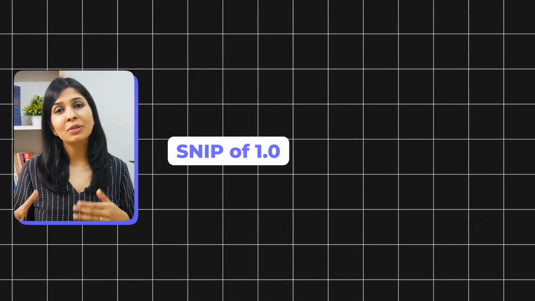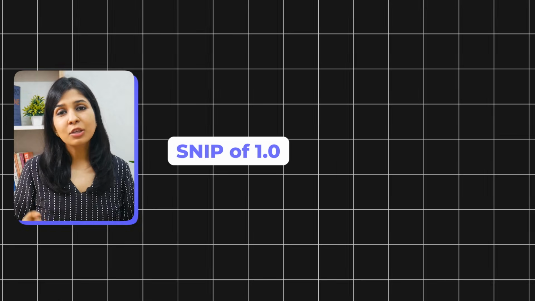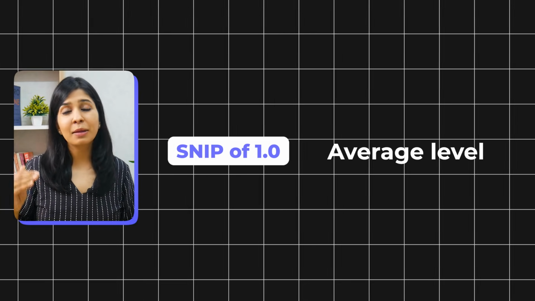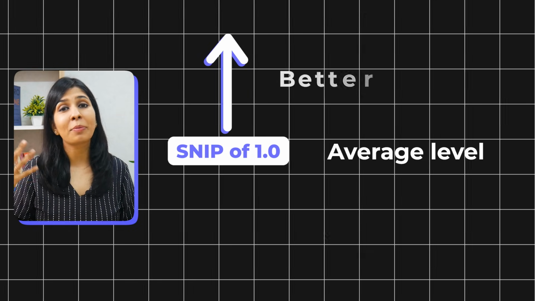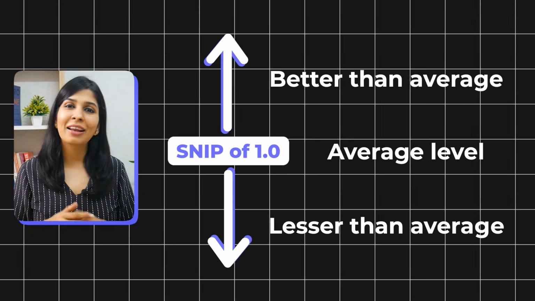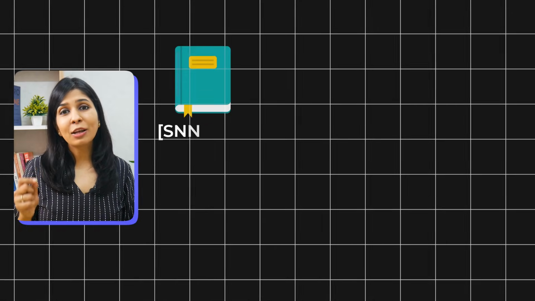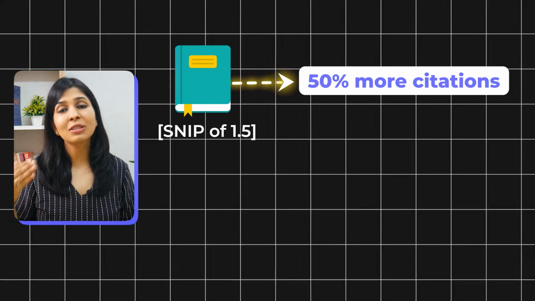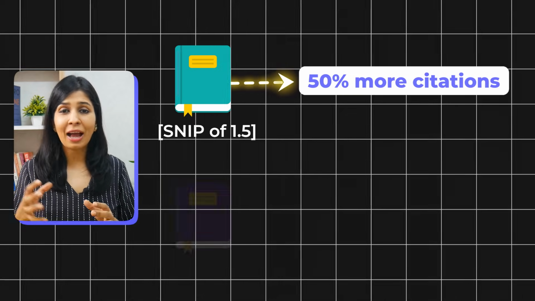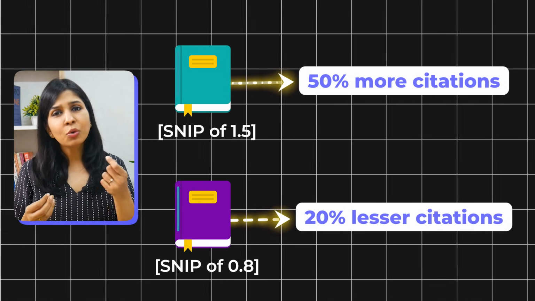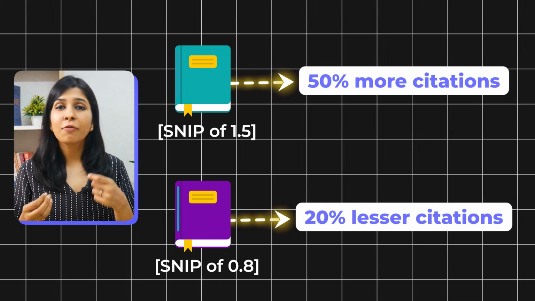Now SNIP values are typically centered around 1. So a SNIP of 1 means that the journal is performing average for its field. A SNIP higher than 1 means it's performing better than average, and lower than 1 means it's performing worse than average for its field. So a SNIP value of 1.5 means that a journal is receiving 50% more citations than an average journal in its field. And a SNIP value of 0.8 means that the journal is receiving 20% fewer citations than an average journal in its field.